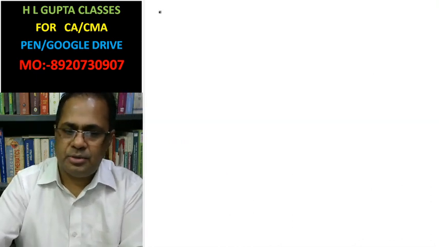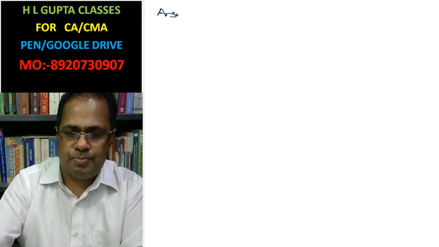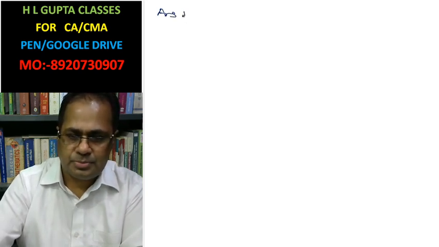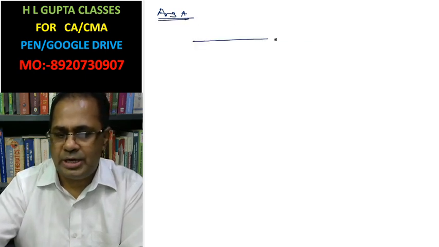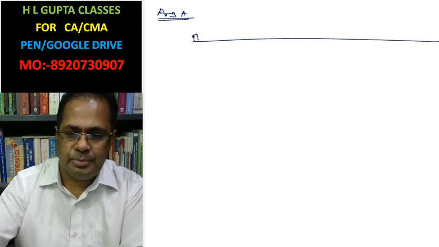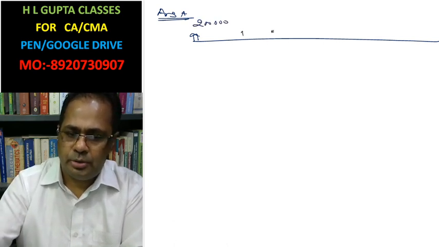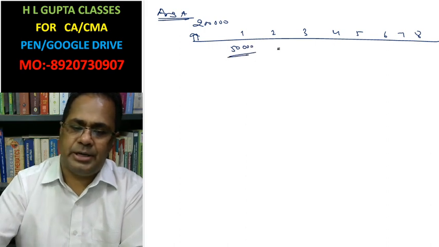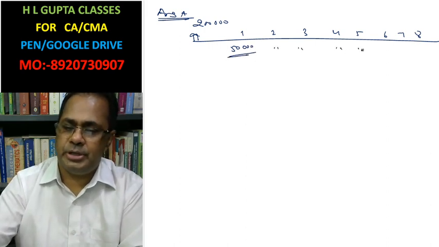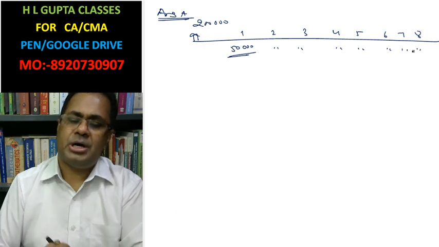In the first part, the A part, you have to calculate IRR. You are going to invest here 2 lakh rupees. Years 1 2 3 4 5 6 7 8. You are going to receive 50,000 lease rent in each year. Then what will be the IRR?